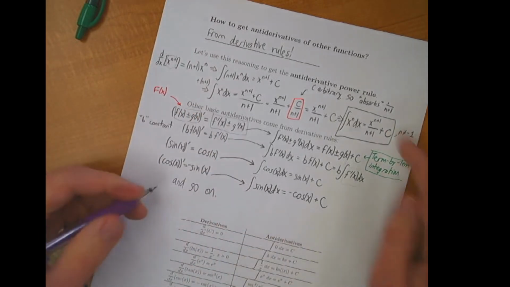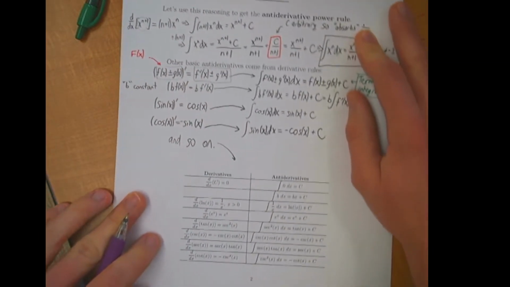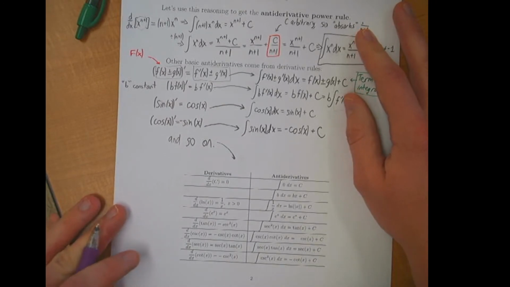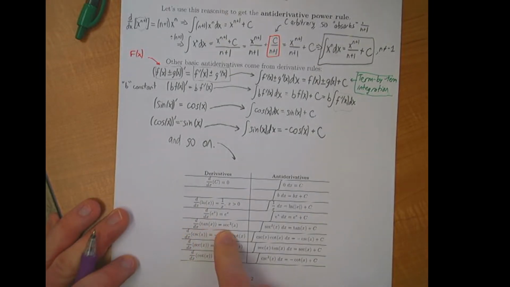Okay? And the reason I say this is because if we take a look at the table below, that basically gives us the rest of our derivative rules that we might need. So for instance, the derivative of tangent is secant squared, which means the integral of secant squared is tangent of x plus c.